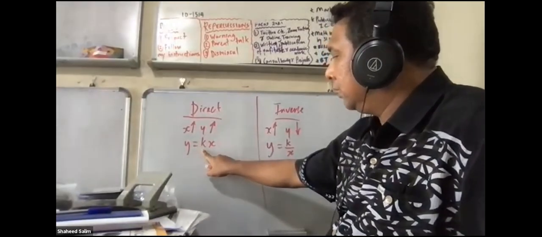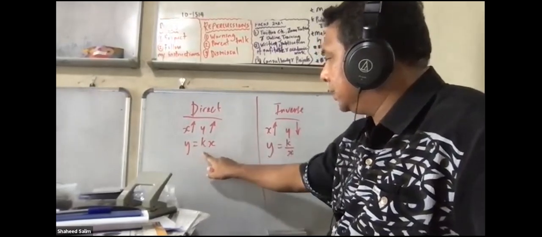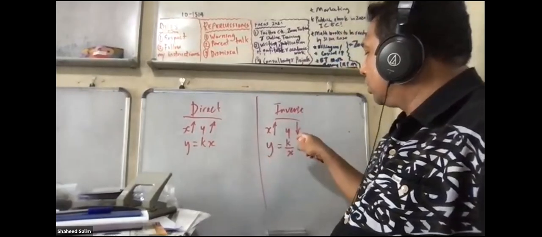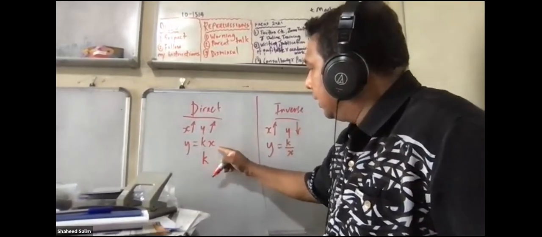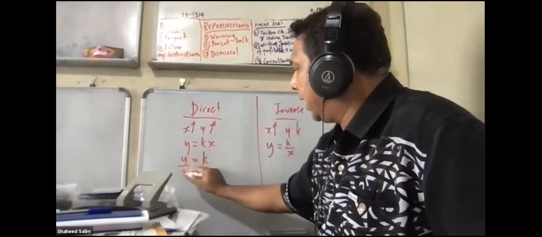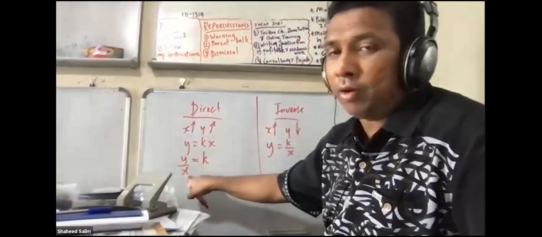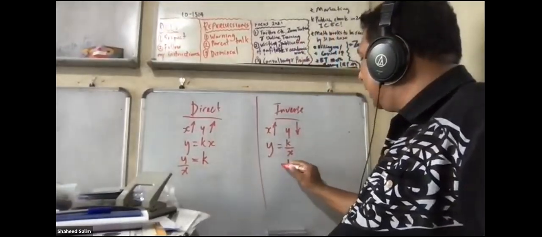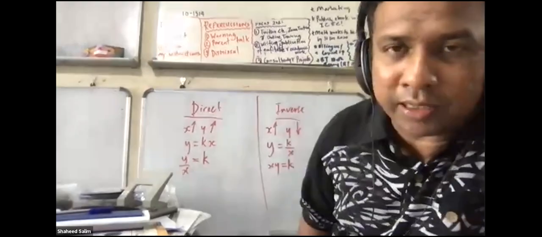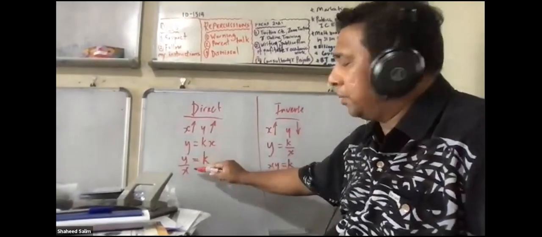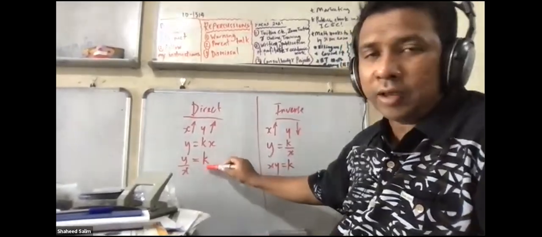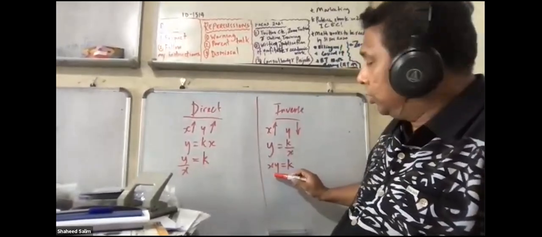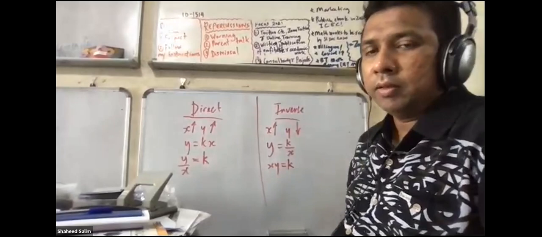You must know these two formulas. For direct, y = kx. For inverse, y = k over x, the constant divided by x. Just now, when we want to find k for direct, I move x to the other side, so k = y over x. For inverse, to find k, it is x times y. Remember, in the test we did, we took y divided by x and got the constant value. Now you don't divide. You must take x times y, x times y, then you can get the constant.